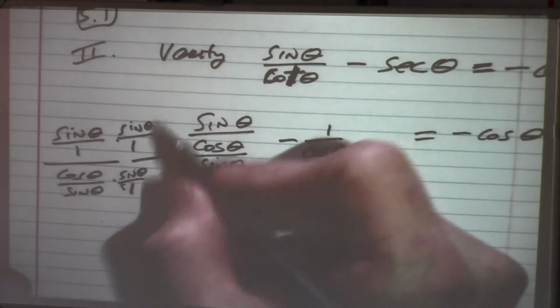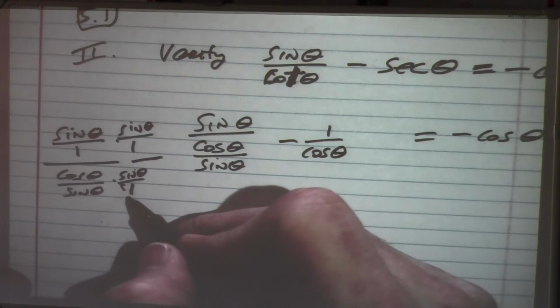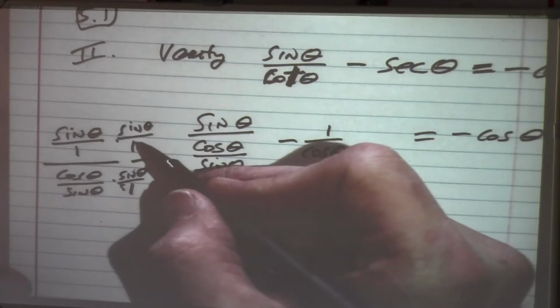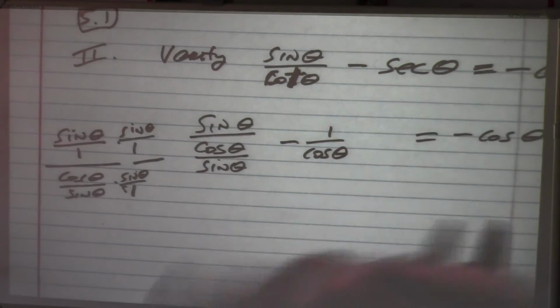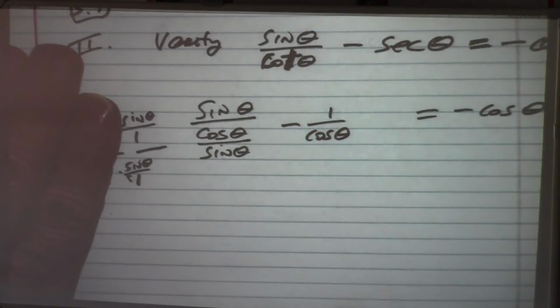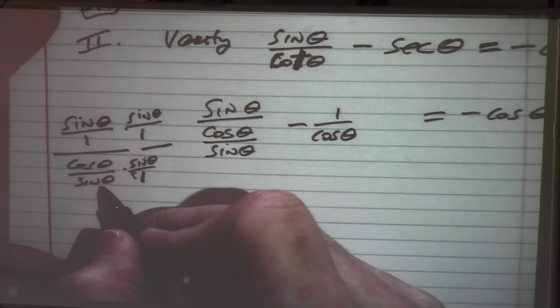Notice what I'm doing is I'm multiplying by 1. Sine of theta over 1 divided by sine of theta over 1. So sine of theta over sine of theta, that's equal to 1. So I'm just multiplying by the number 1. But I'm multiplying by 1 in a format that allows me to cancel this out.